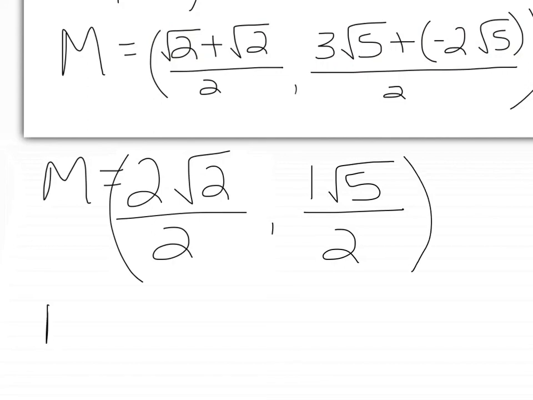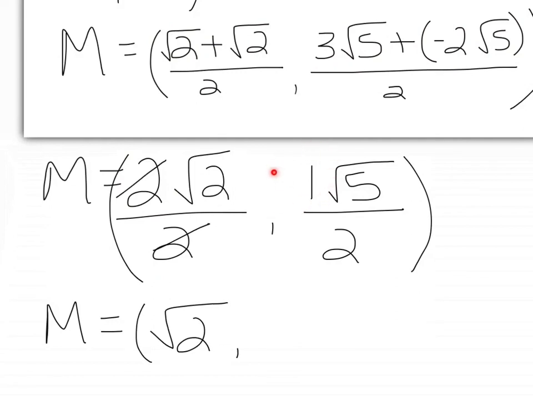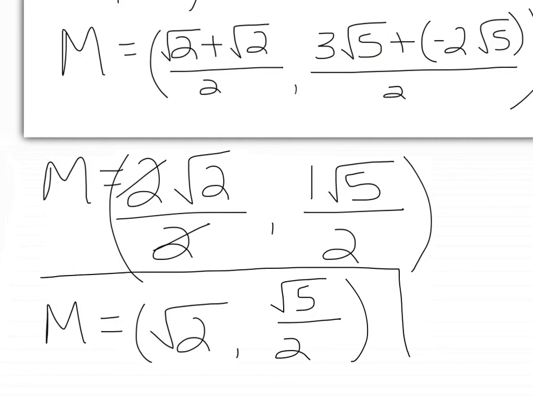Now when we go to clean this up a little bit, since both of these 2's are on the outside, I can cancel them. So this 2 and this 2 cancel, leaving me just the square root of 2. And you guys know, we don't write a 1 like this. We can just leave it as the square root of 5. So this is going to become the square root of 5 over 2. So our midpoint in this case is (square root of 2, comma, square root of 5 over 2).